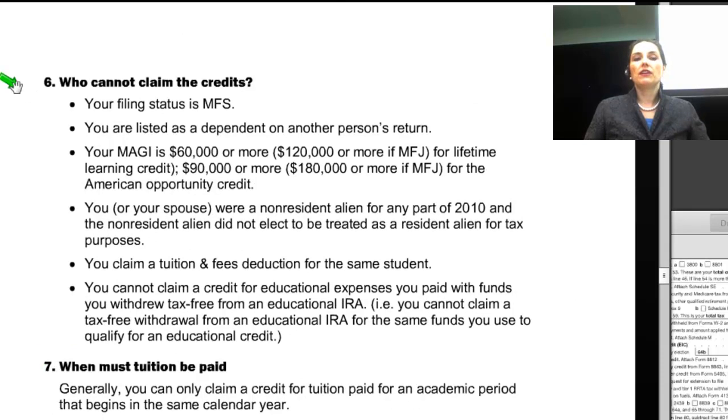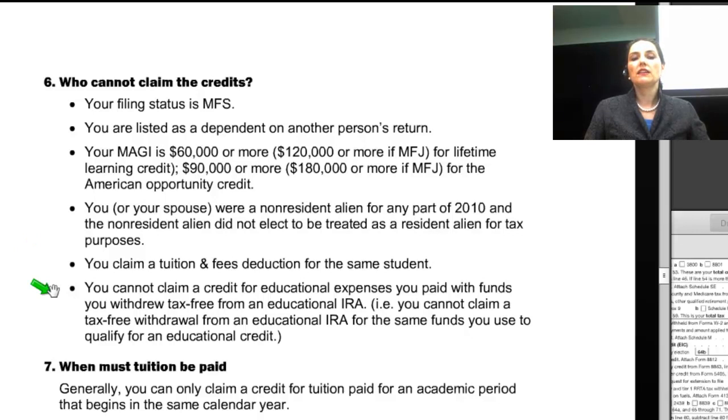So who cannot claim the credits? Well, you cannot claim either credit if your filing status is married filing separate, or you are listed as a dependent on another person's tax return, or your modified adjusted gross income is $60,000 or more, or $120,000 for the lifetime learning credit, or $90,000 or more, or $180,000 or more if filing joint for the American Opportunity Credit. You or your spouse were non-resident aliens for any part of 2010, and the non-resident alien did not elect to be treated as a resident alien for tax purposes. Or you claim a tuition and fees deduction for the same student.